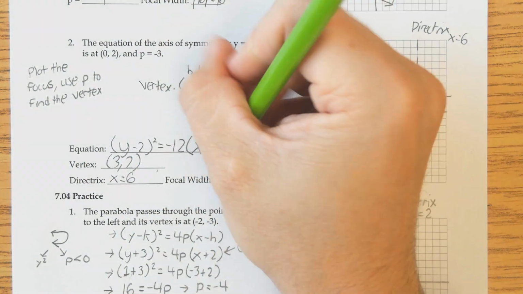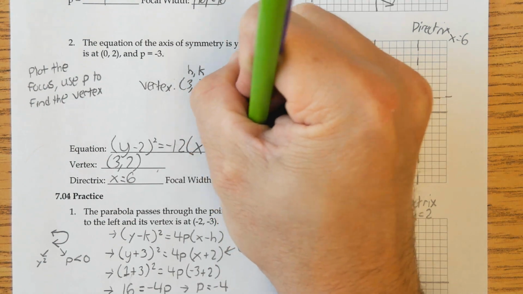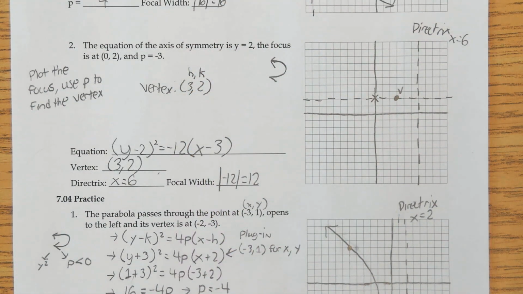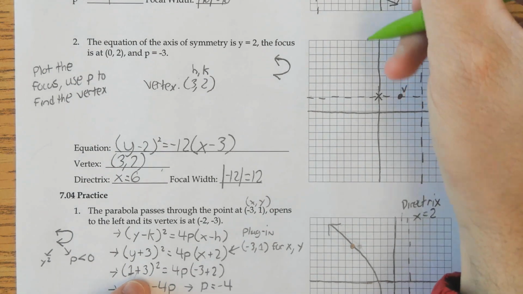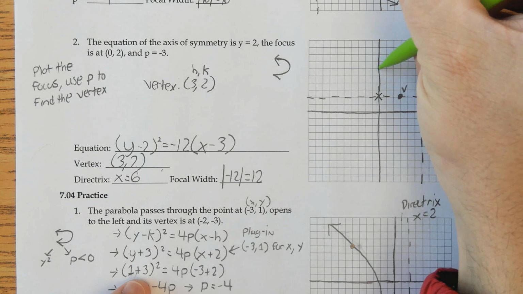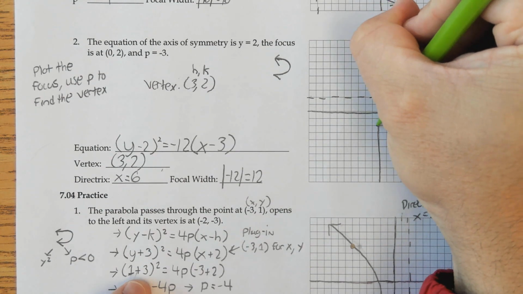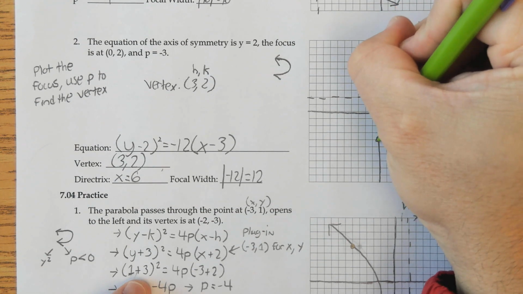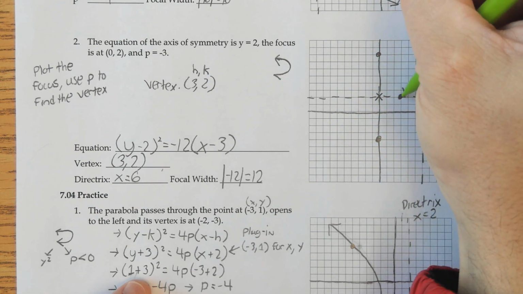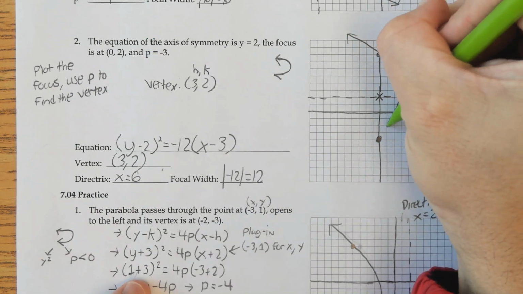So with p being a -3, we know that 4 times p is a -12. The focal length is the absolute value of 12. Remember what absolute value is? That's the distance away from 0, so it's always going to be positive. Distance is always positive. So to finish graphing this here, we're just going to go up 6, down 6 from the focus. And there we go. And so now we're going to go ahead and just connect, draw our parabola.